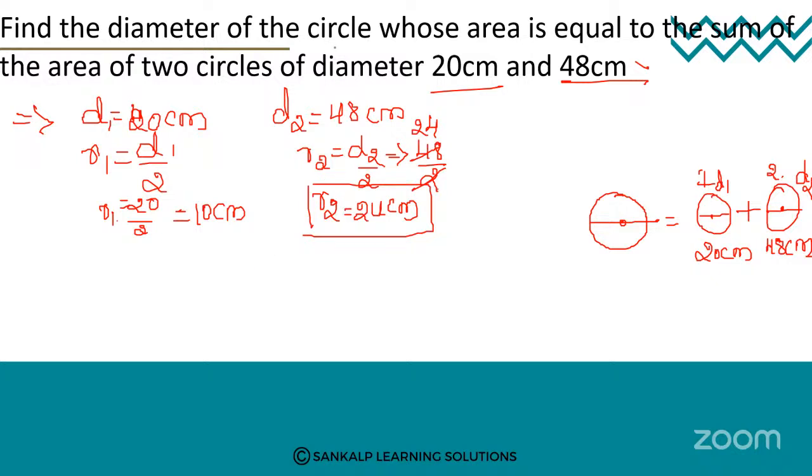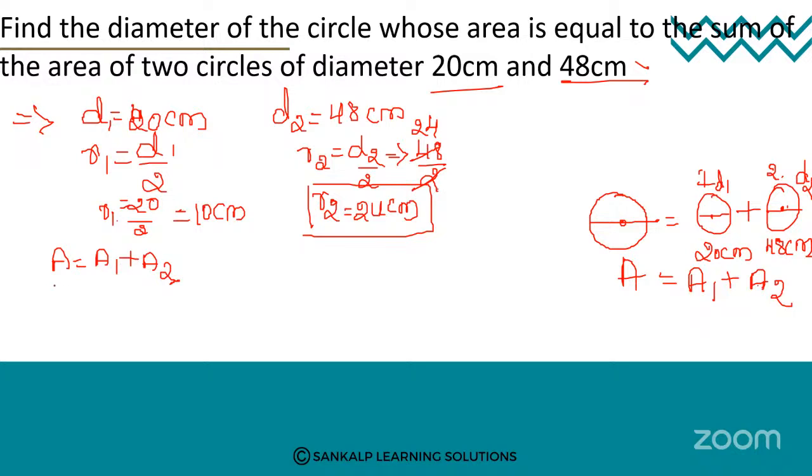Now, what do we want? Area of the circle, right? The area of the big circle is equal to the sum of the areas of the small circles. Call this small circle A1 and this small circle A2, and the sum of these two circles is equal to the big circle. Now, A is equal to A1 plus A2, right?